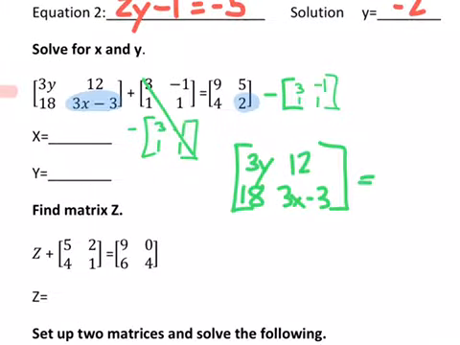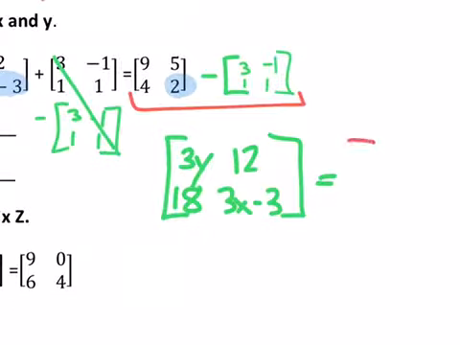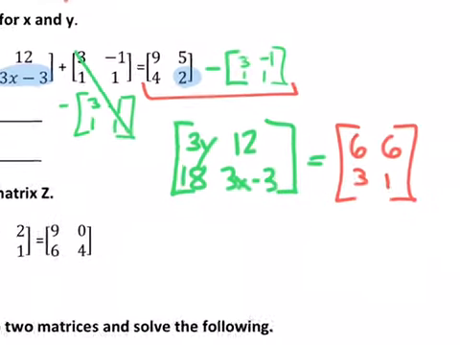And now we can set it equal to a matrix. And when I subtract these two together, 9 minus 3 is 6. 5 minus a negative 1 would be a double negative to turn positive. 4 minus 1 is 3. 2 minus 1 is 1.